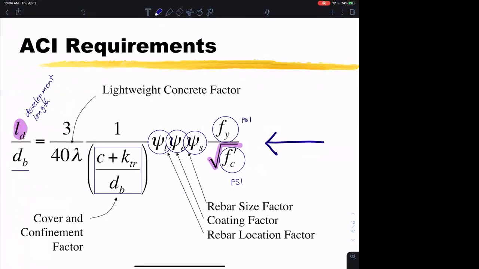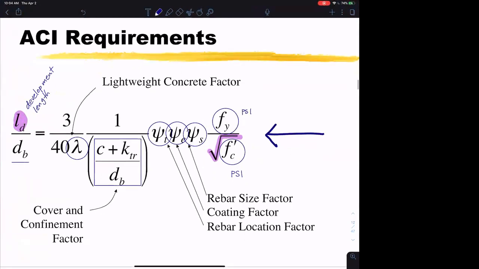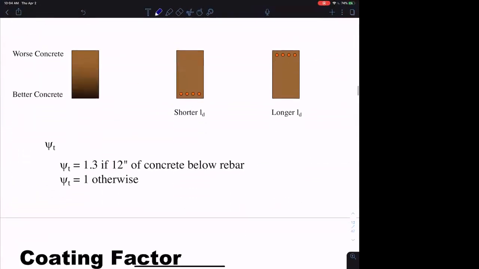Previously on development length in concrete, I introduced to you this ACI equation for development length, and it included all these factors. I did miss one here. Lambda, it's the lightweight concrete factor.